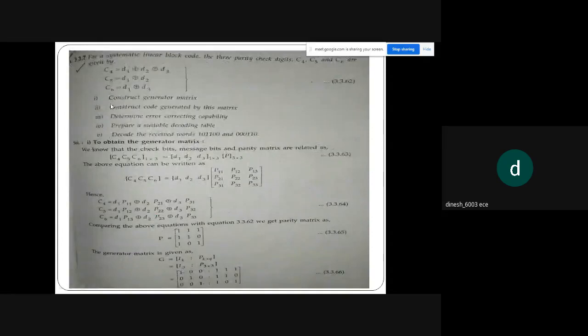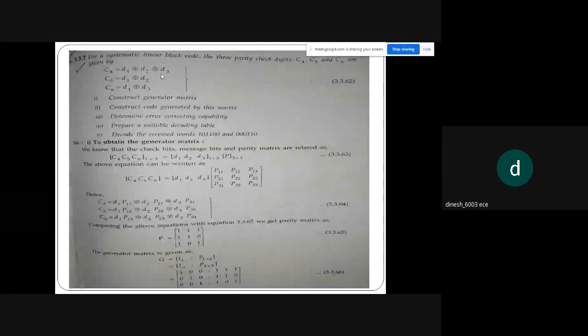Then after finding the generator matrix, our aim is to find the code generated. Okay, finding the individual code vectors or the code words. So how do you find the individual code vectors or code words? We have done already some 2 or 3 problems like this. Same, we need to write the message vector. The message vector is 3 bits of information. So since there are 3 bits of information, we'll be getting 2 power 3 as 8.